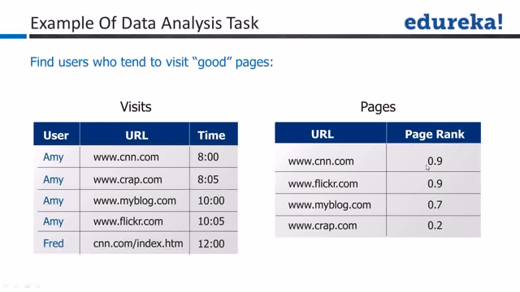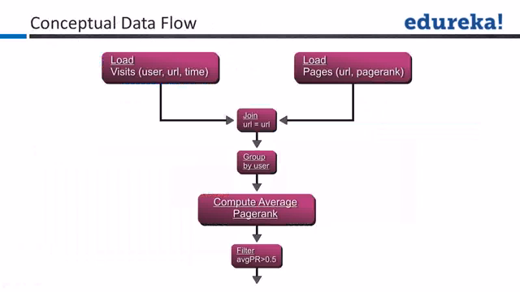Average page rank is not per user. Page rank is the rank of the page itself. Say for example, crap.com has 0.2, my blog has this, Flickr has 0.9. So page rank is a rank which the search engine gives to a page based on how good it is considered. Okay, so is this clear now?